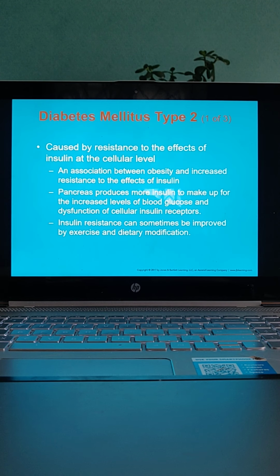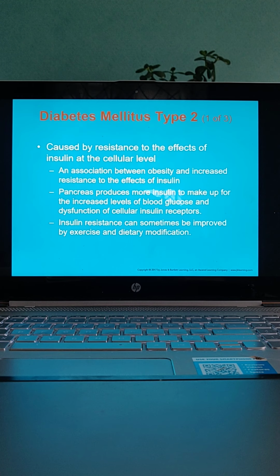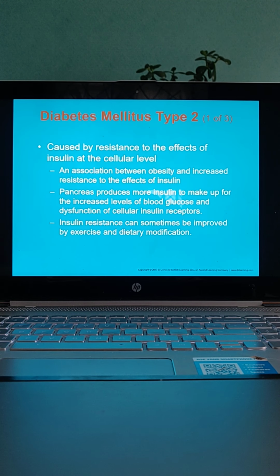So basically, long story short, diabetes mellitus 2. The receptors on the cell are resistant to absorbing the insulin. The insulin comes and knocks on the door of the cell, saying, hey, let us in, I've got the key. And the receptors on the cell say, nope, you can't come in. Sorry. So it's the receptors on the cells that are the problem.